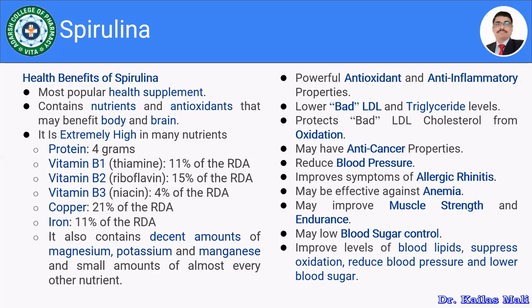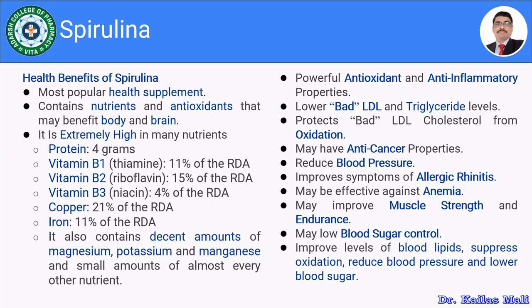It may have anti-cancer properties. No doubt, almost all nutrients are present in spirulina, but it seems it has anti-cancer activities also. Furthermore, in hypertension, it is going to reduce the blood pressure. So it could be used to manage hypertension in the patient.